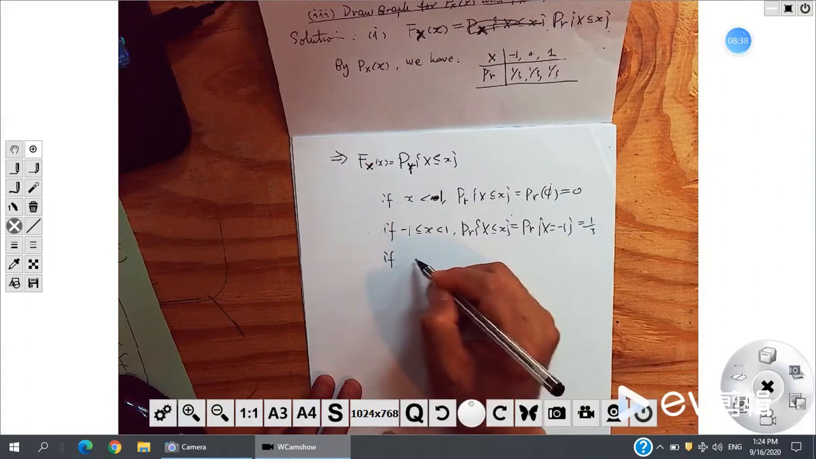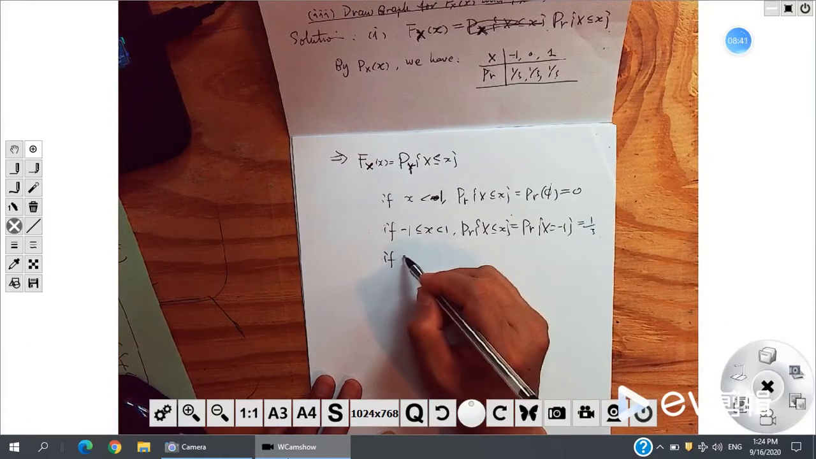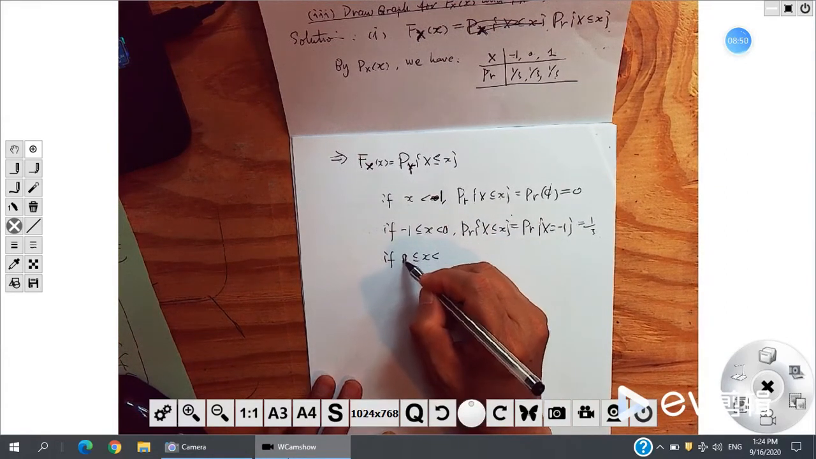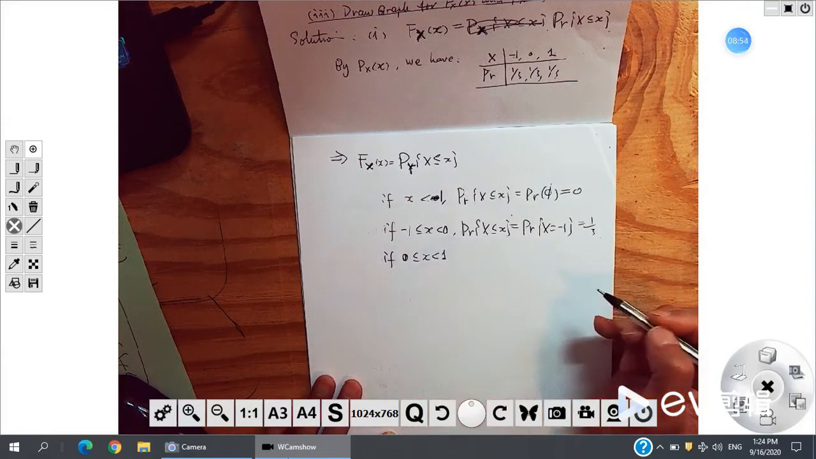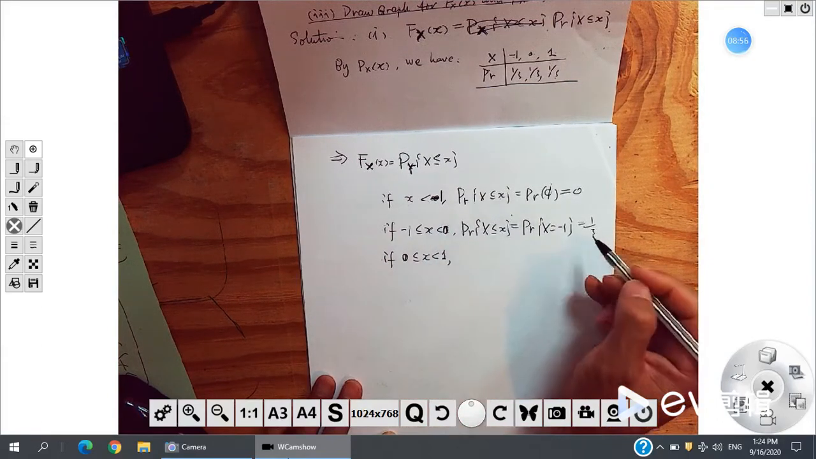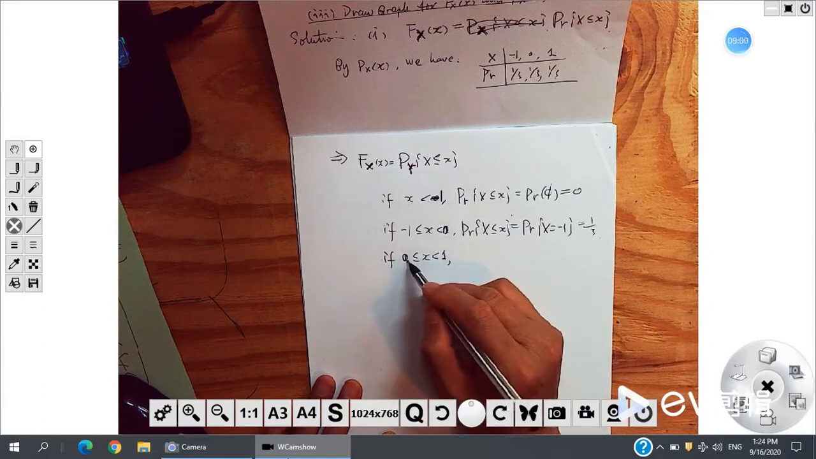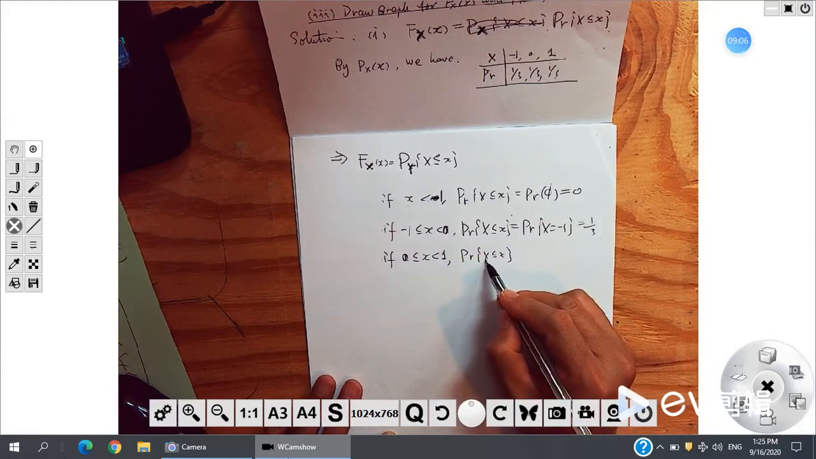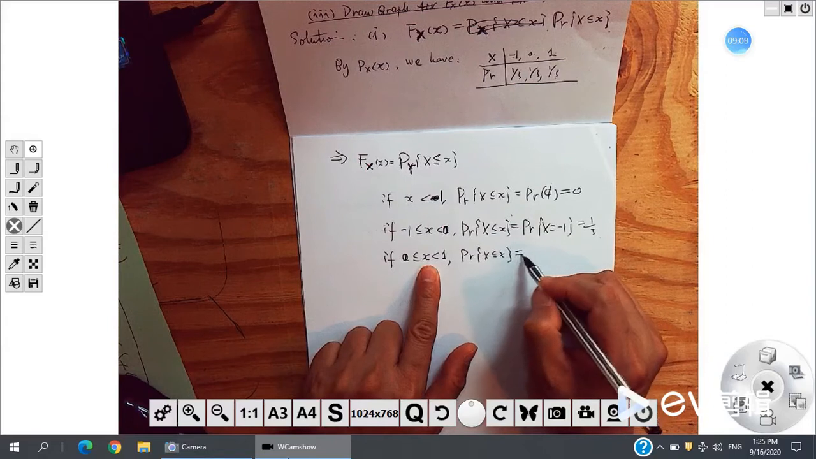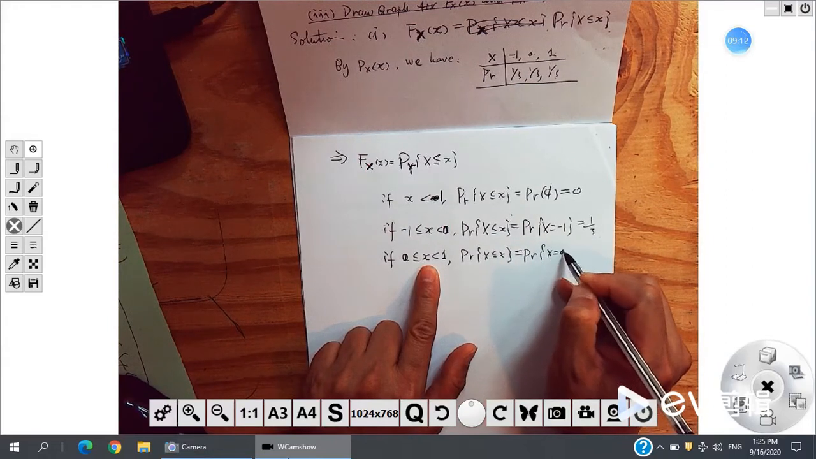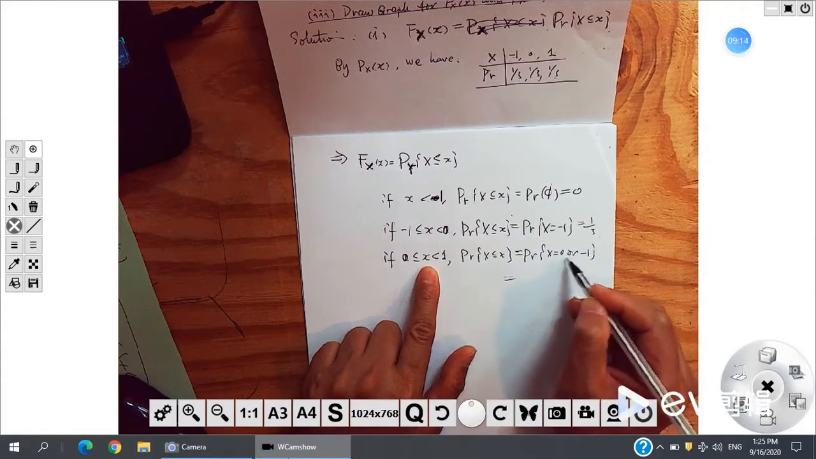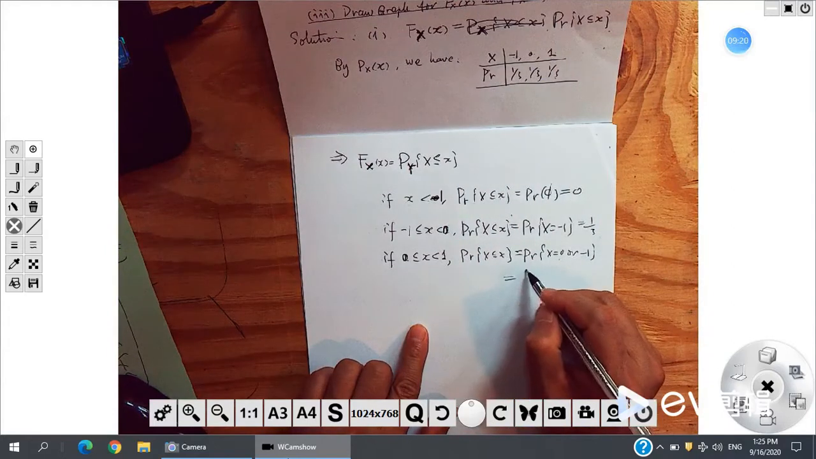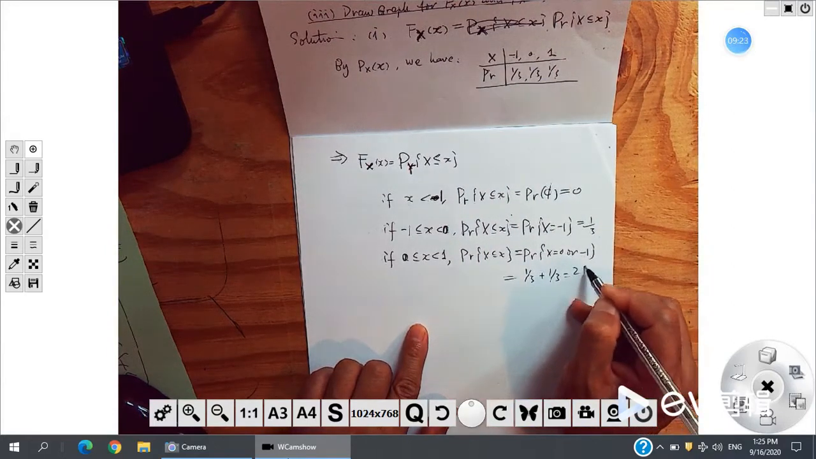And if now x is from 0 to 1... sorry, I'm confused. This is 0. Yeah, -1 to 0, then 0 to 1. The probability of this event, capital X smaller than this x, then we can have X equal to 0 or -1. So I have two results, and each has a probability of 1/3. So it's 2/3. Okay.